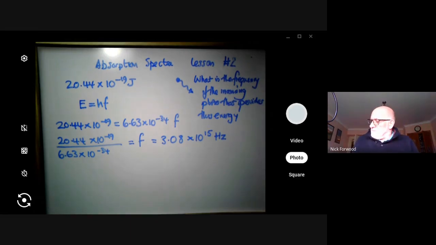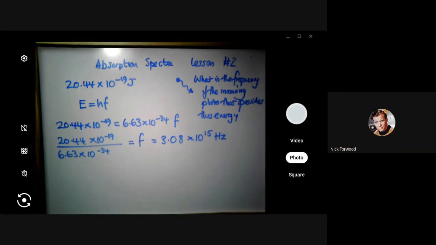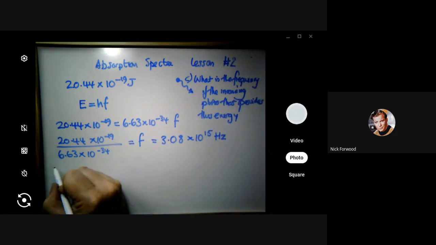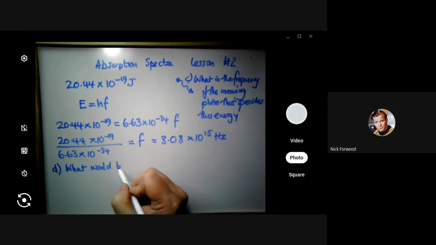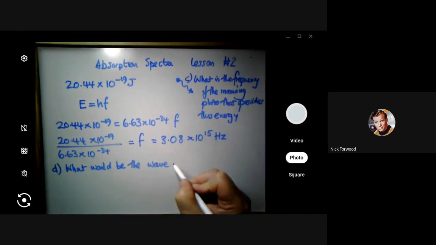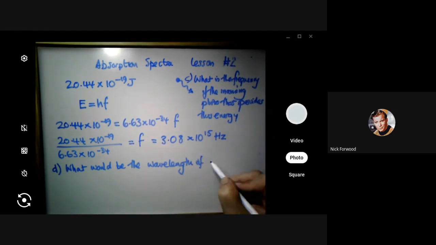But we're using light loosely, not just to include ROYGBIV, but other bits of the electromagnetic spectrum. So the photon would have to have that frequency. Now, what would be the wavelength? Next bit. I've forgotten my letters. I had how many transitions? A, how much energy? B, that must have been C. Sorry if I'm getting this wrong, but D is what would be the wavelength of this photon that's incoming.